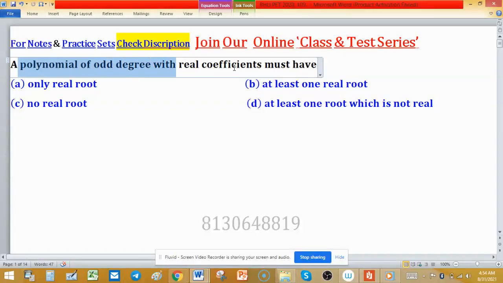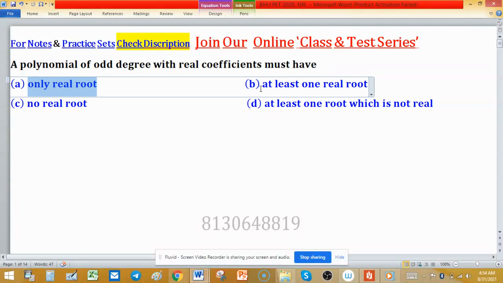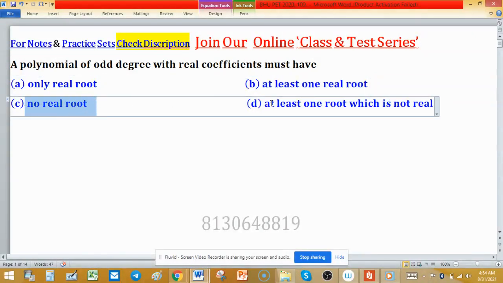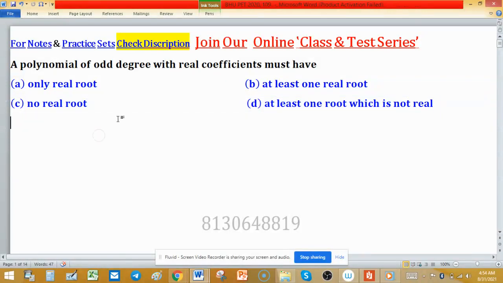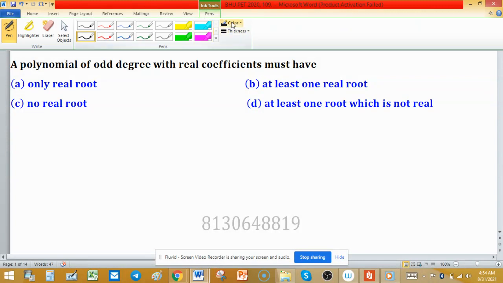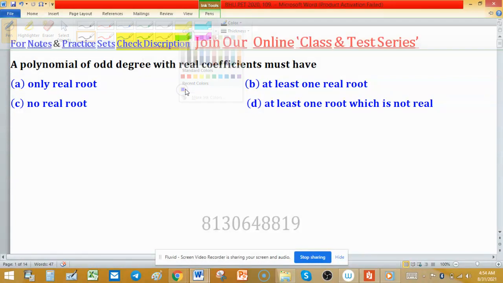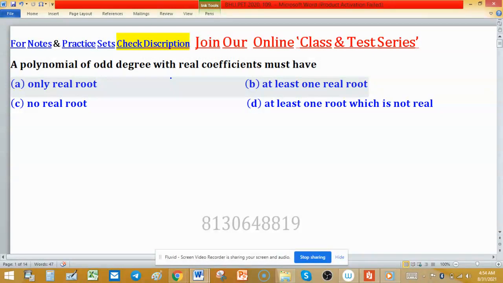Polynomial of odd degree with real coefficients must have only one real root, at least one real root, no real root, and last one option is at least one real root which is not real. So you can solve this problem with ease because we study the fundamental theorem of algebra.